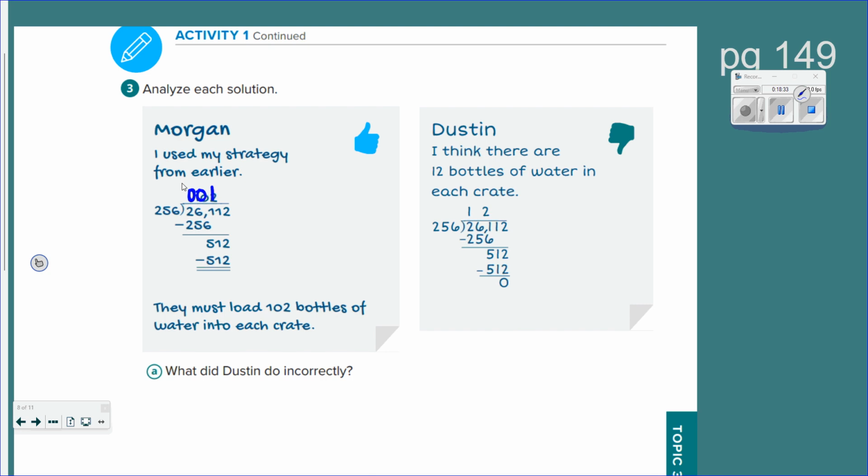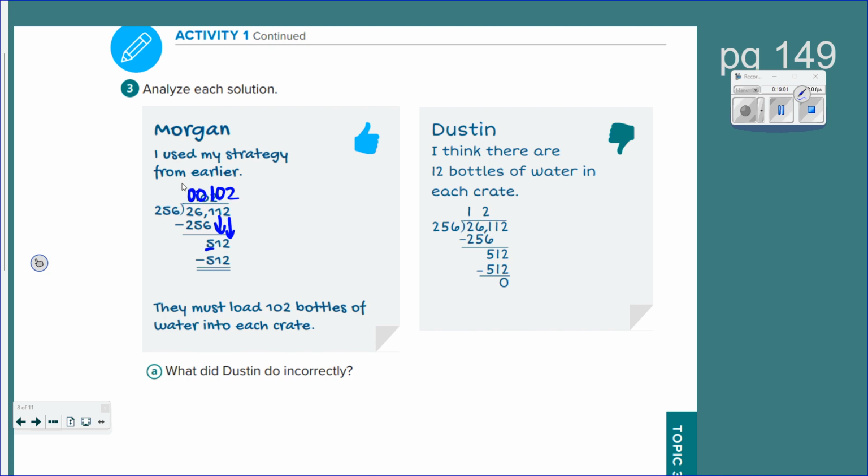So she stacked it to 256 and got a 5. Brought down the 1. How many times was it going into 51? 10 times with 256 going into 51. 0. So then she brought down the 2. Goes into 512 twice. Make sense? Yep.